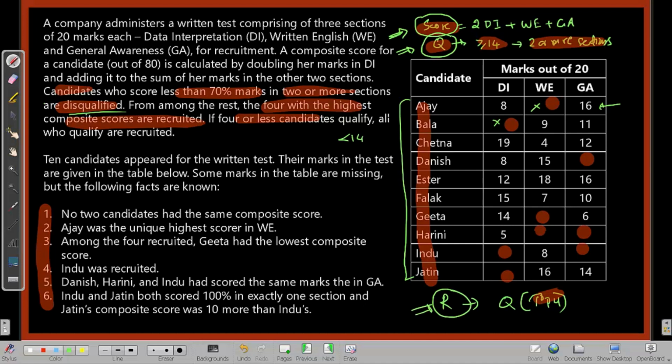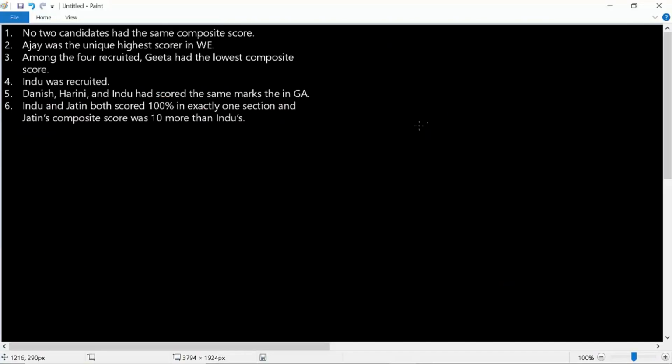So what I'm going to do is do it like how you'll probably do in the CAT, actually listing down all these values, carefully noting this down, and then looking at those 6 facts and then making inferences. Let me go ahead and write the information here.